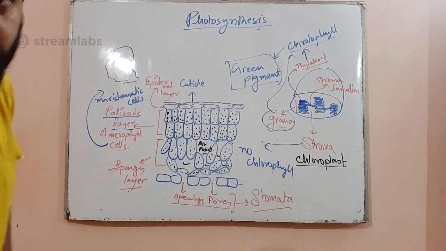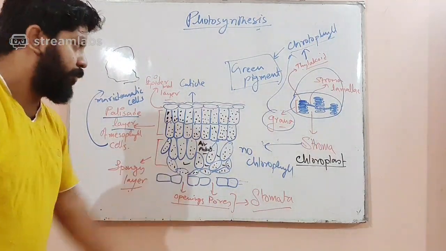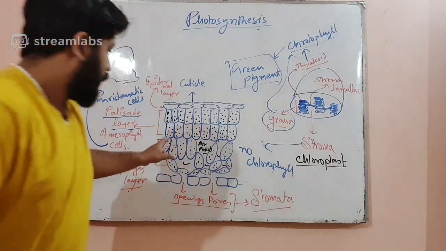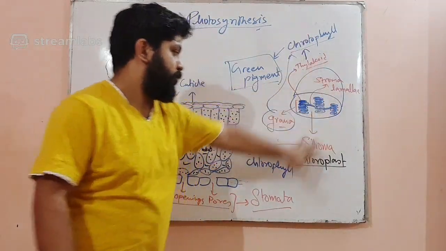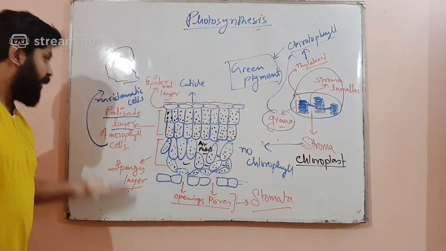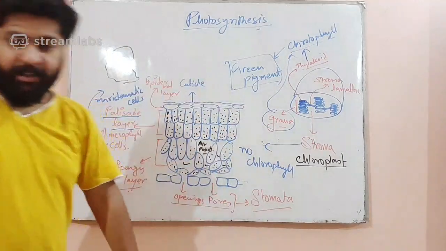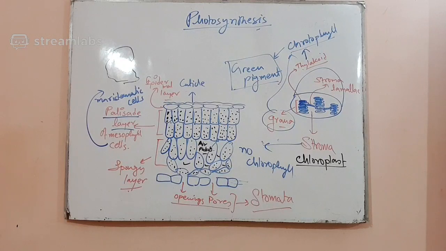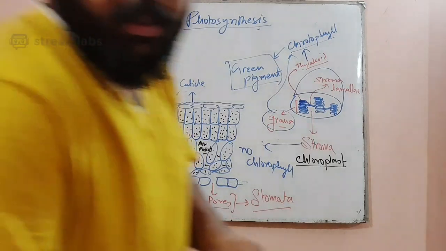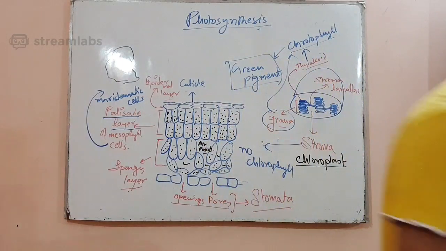I hope you have understood this, and the chloroplasts shown by dots here are the magnified structure of the chloroplast. I hope the names of each of the layers are clear to you. This was explained in the last video also, and this is just a recapitulation. So I will move forward with my explanation.